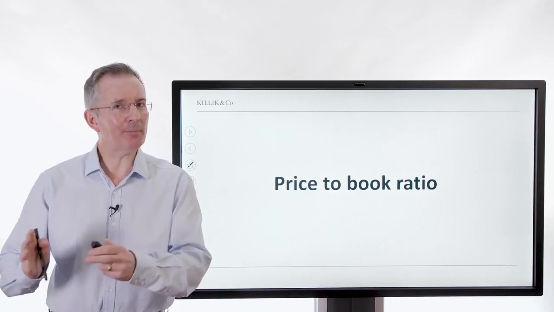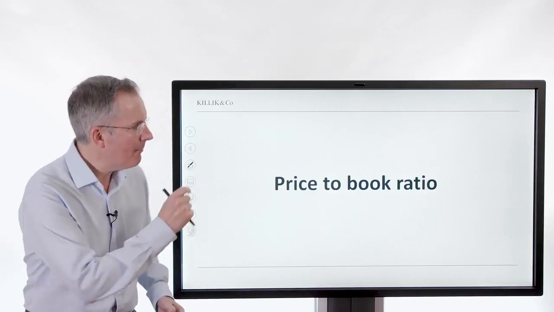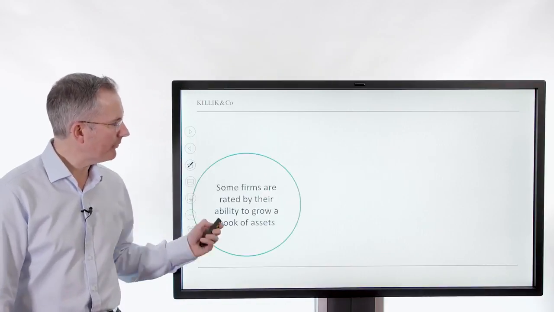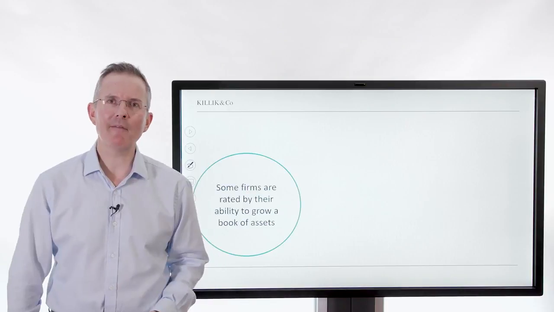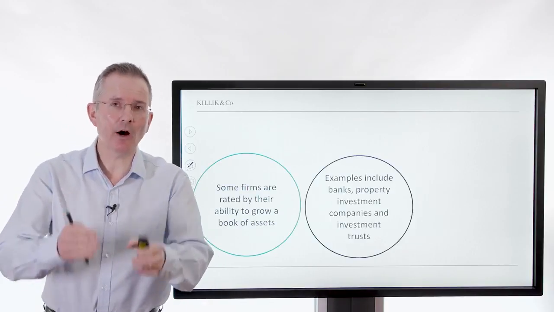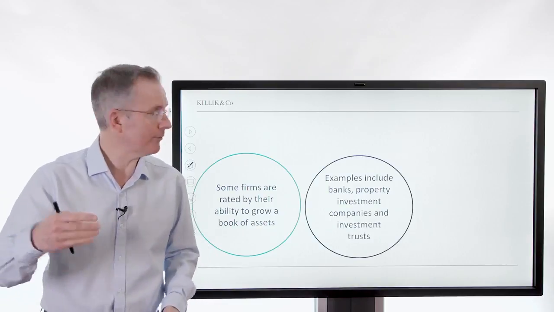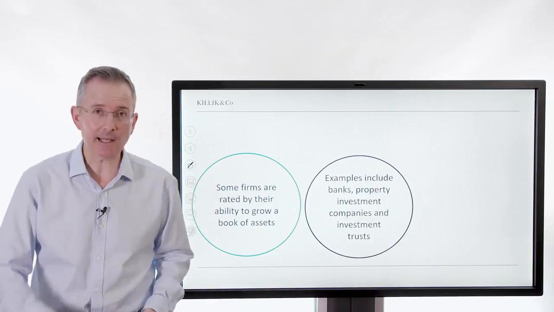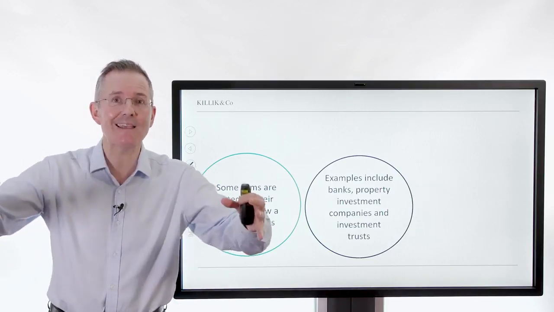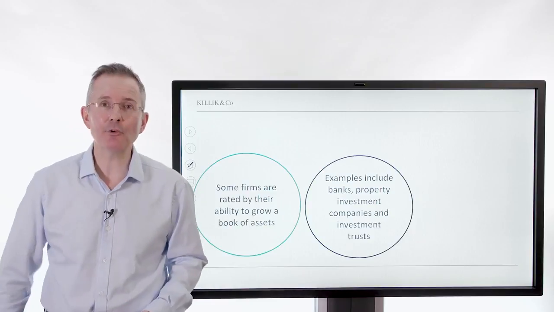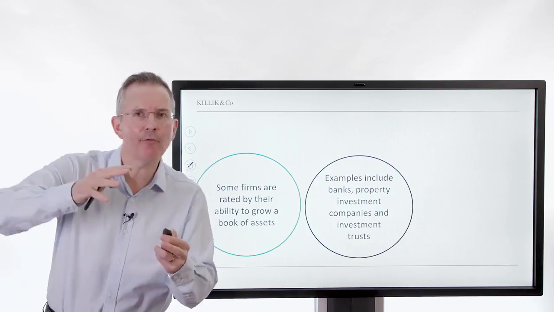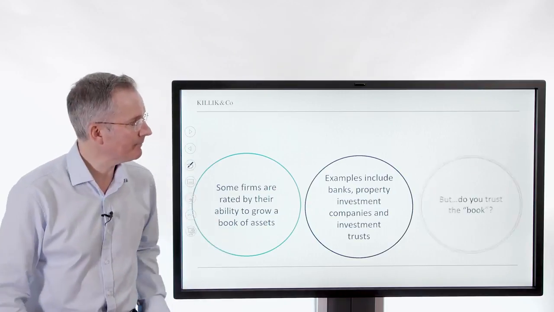So maybe we're not going to use PE, maybe we're not going to use PSR, maybe we're going to use price to book. So what would that be? Well, some firms are rated by their ability to grow a book of assets. Well, what sort of firm would that be exactly? More than they're tasked sometimes with growing earnings or sales, if you like. So examples would include banks, in a lot of cases, property investment companies, their job is to grow net asset value, if you like, and investment trust companies. Hence the reason people obsess about is the share price above or below net asset value per share.